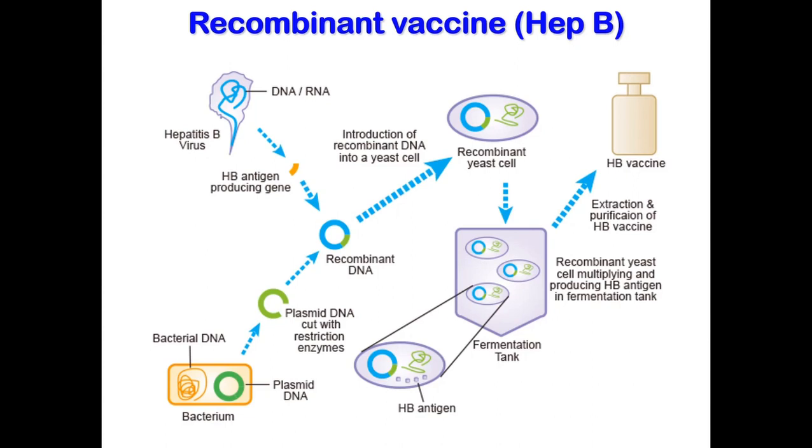The isolated antigen producing gene is then inserted into the bacterial plasmid vector, forming the recombinant DNA. Then this recombinant DNA containing the target gene, the antigen producing gene, is introduced into a yeast cell, forming the recombinant yeast cell. This recombinant yeast cell then multiplies in the fermentation tank and produces the hepatitis B antigens. The final step is the hepatitis B antigens are extracted, purified and bottled and they're ready for vaccination in humans.